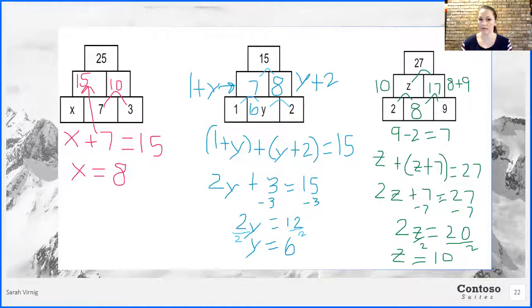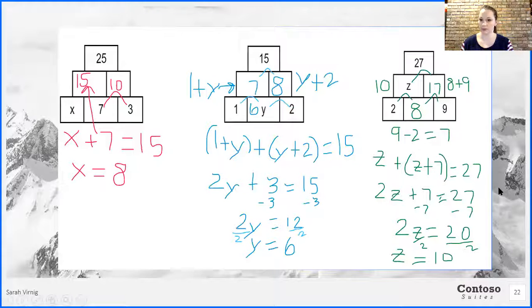And with y equals 6, we can plug that in on our bottom. So 1 plus y, which we know is 6, gives us 7. Y plus 2 gives us 8 because, again, y is 6. 8 plus 7 gives us 15, which we get on the top. Always make sure that you check your math as you go.